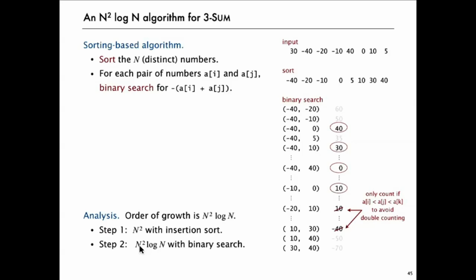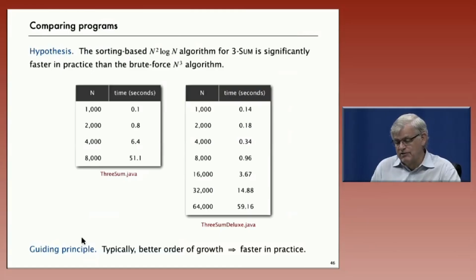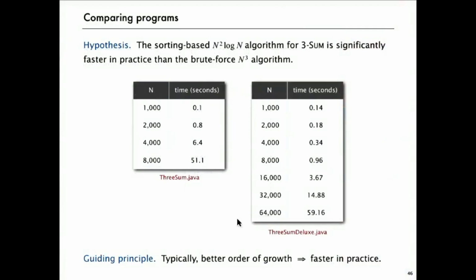We can find an improved algorithm to solve a problem. N squared log n is much less than n cubed for large N. And so we're implicitly making the hypothesis that if we do this sort-based thing and use binary search, we're going to have a faster program. And sure enough, we can go ahead and run some experiments and find that whereas it took us 50 seconds to solve the problem for 8,000 numbers before, it's taking less than a second now. In 50 seconds, we can solve up to 64,000.